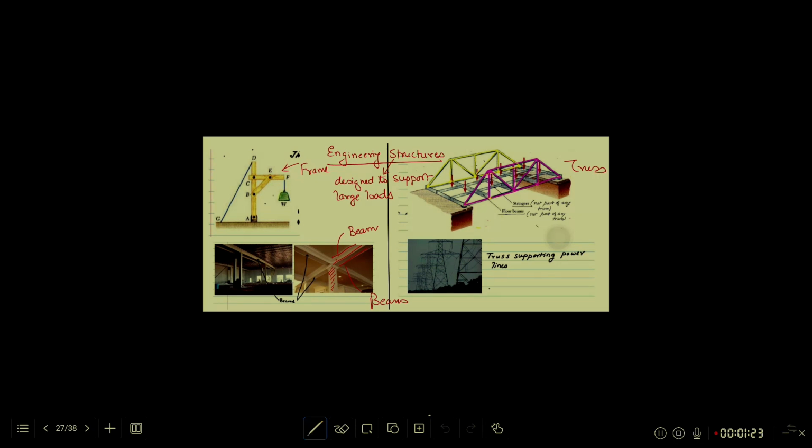So this is going to be the last topic of the course, engineering structures. Now, engineering structures are typically an assembly of rigid bodies which is meant to withstand a large amount of load, large amount of force. The structure has the capability to withstand large amount of force.